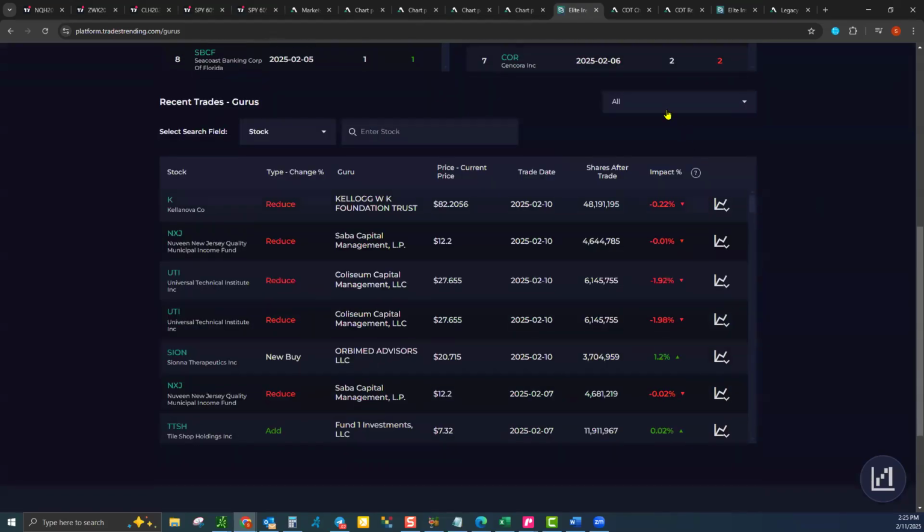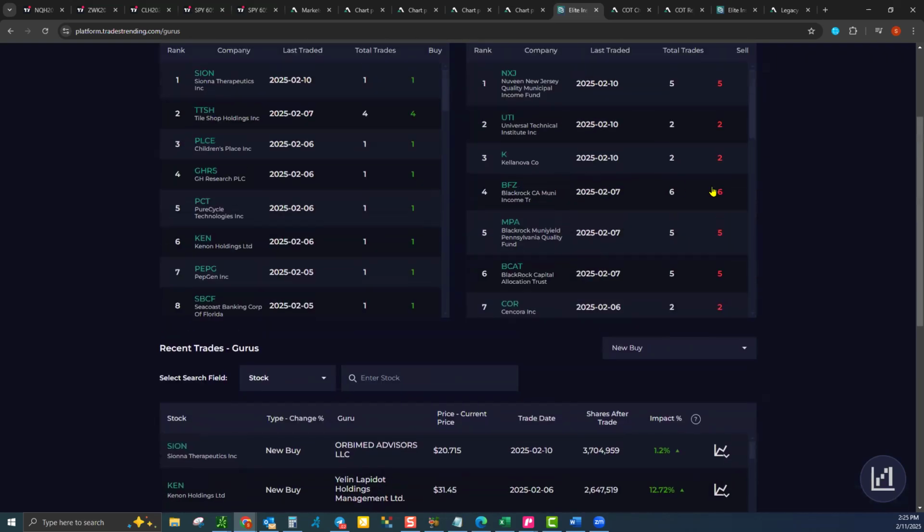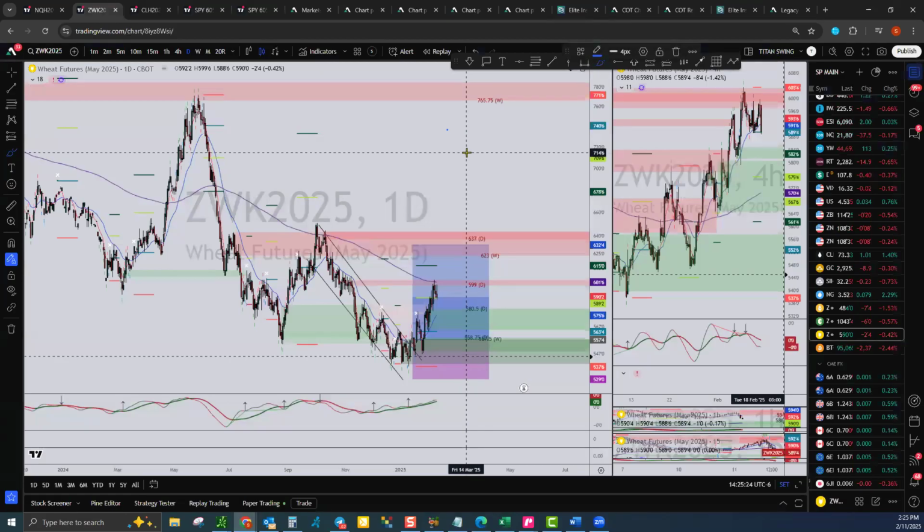And then we have the Wall Street hedge fund gurus. Which funds are we looking at for new buys? Are we looking at additions by hedge funds and the largest institutions? So that's where I get my ideas, guys. And then once I do, I find ideas.